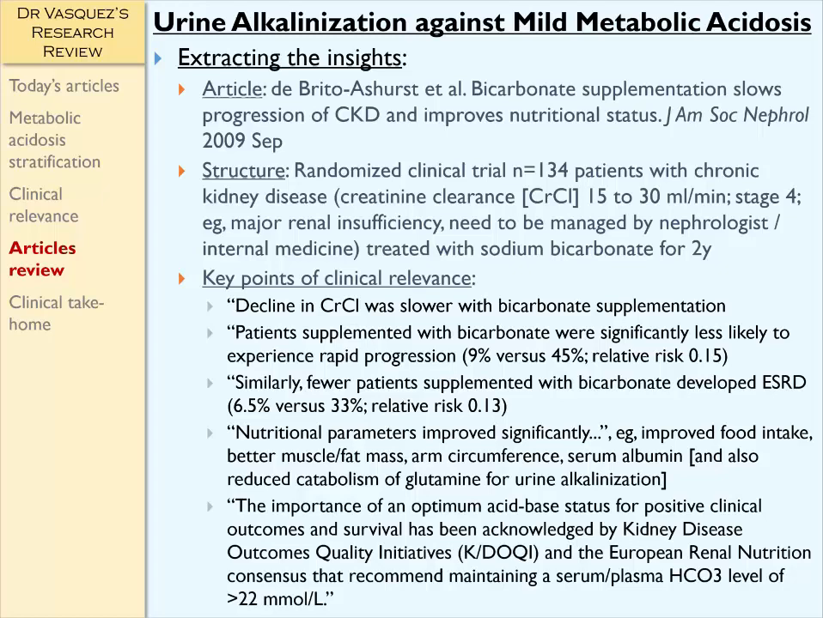Toward the end of the article, the authors conclude the importance of an optimum acid-base status for positive clinical outcomes and survival has been acknowledged by Kidney Disease Outcomes Quality Initiative and the European Renal Nutrition Consensus that recommends maintaining a serum or plasma bicarbonate level of at least 22 millimoles per liter.